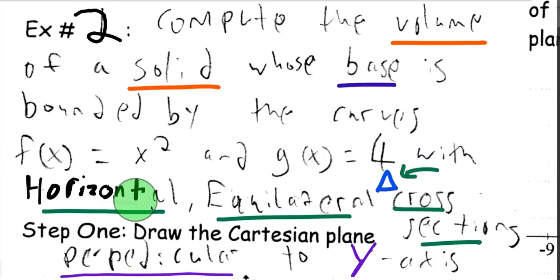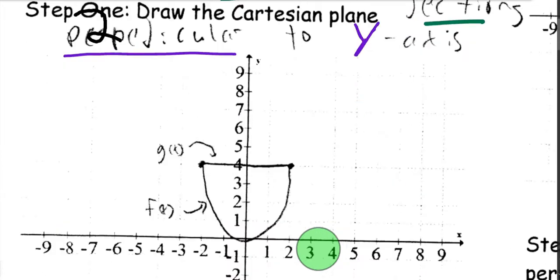With horizontal cross sections, so this time our cross sections are going to go this way and not this way. They're going to be equilateral triangle cross sections, and they're going to be perpendicular to the y-axis, not the x-axis. So again, same graphs, however, the cross sections are going to be different, and that's why I'm going to follow the same steps. Step 1, we need to draw this on top of the Cartesian plane so we can see exactly what we're looking at.